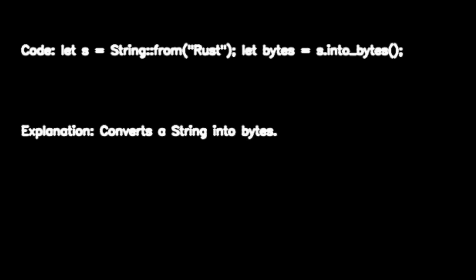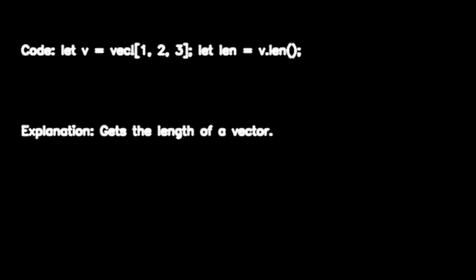Code. let s = String::from("Rust"); let bytes = s.into_bytes(); Explanation: converts a string into bytes. Code. let v = vec![1, 2, 3]; let len = v.len(); Explanation: gets the length of a vector.